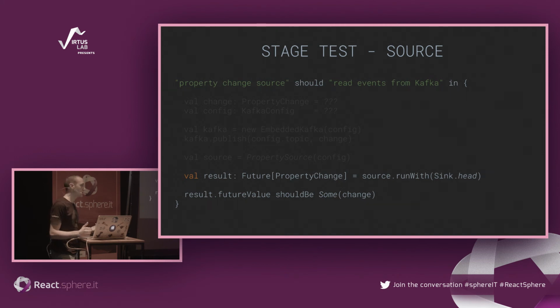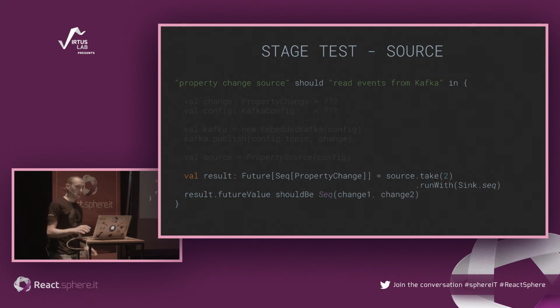So if you want to write simpler tests, you can also do it without introducing the test kit DSL. You can just use fake stages like Sink.head in this case. If you just want one element to go through your stream, use Sink.head. It just materializes to a future that contains the first element that passes through your stream, and then your stream is automatically killed by Akka Streams.